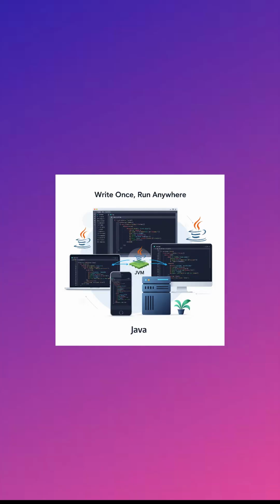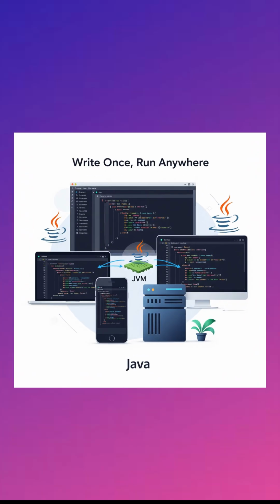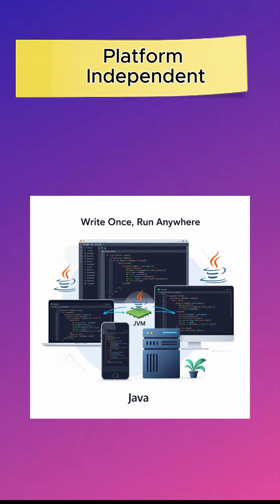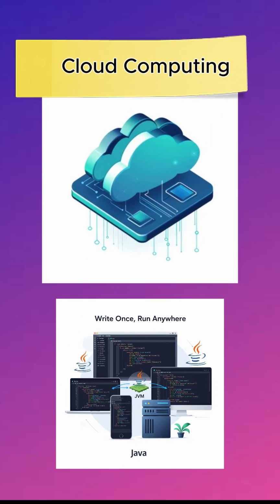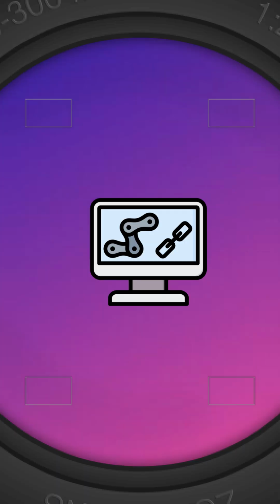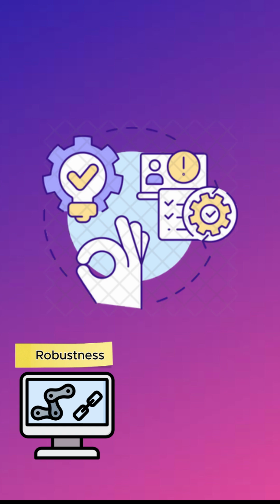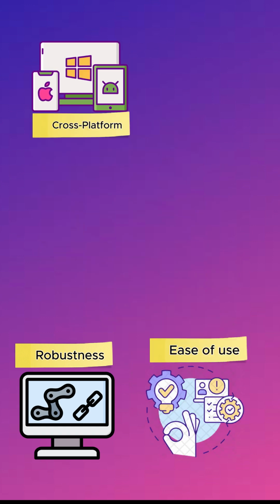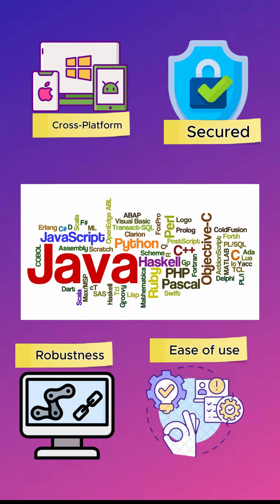Java is often referred to as "write once, run anywhere." Its platform-independent feature makes it perfect for decentralized cloud-based applications. Its robustness, ease of use, cross-platform capabilities, and security make Java the language of choice.